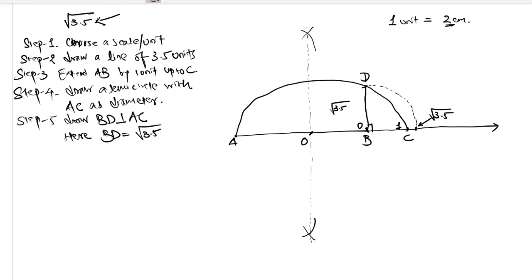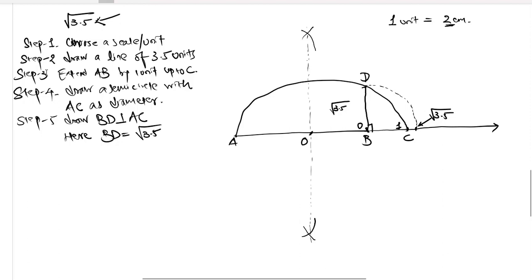I have mentioned the steps also here for you. So you can go and plot root 9.4, root 10.5 and so on. It will be easier for you now. Don't forget to choose a scale or a unit. Because 3.5 is a small number, I took the unit as 2 centimeter. For 9.4, 10.5, you can choose the unit to be as it is, that is 1 unit is equal to 1 centimeter, and then draw it. Right. So that was question number 24.